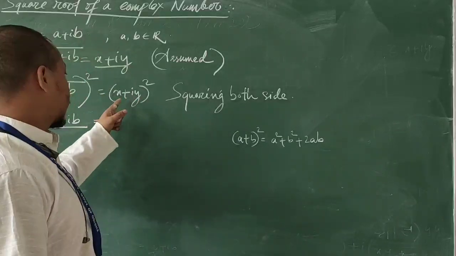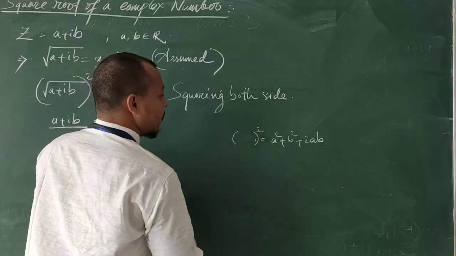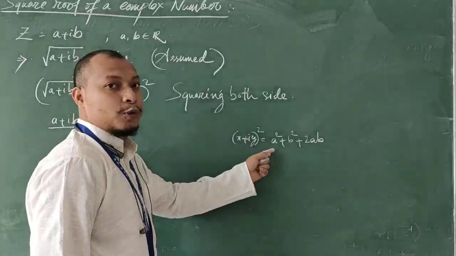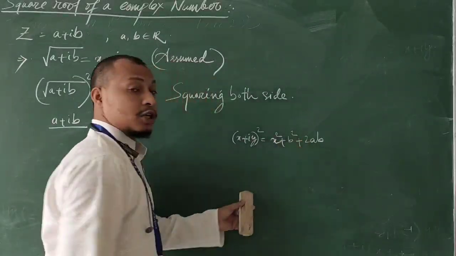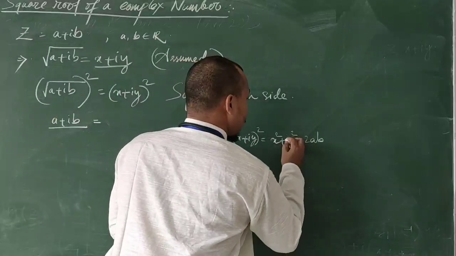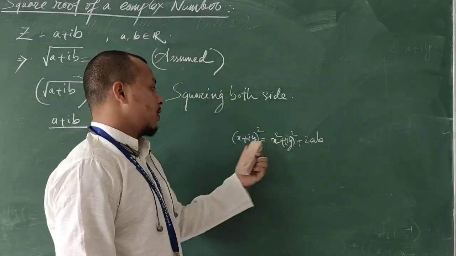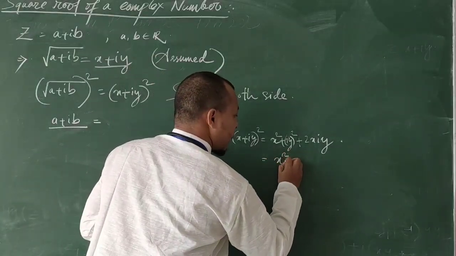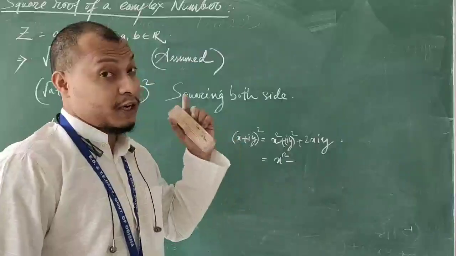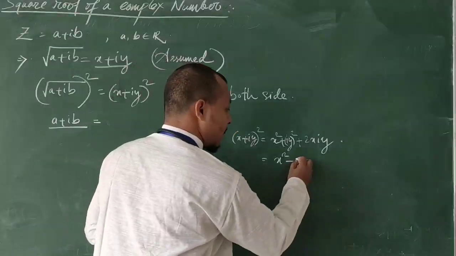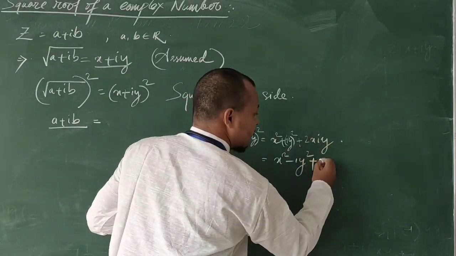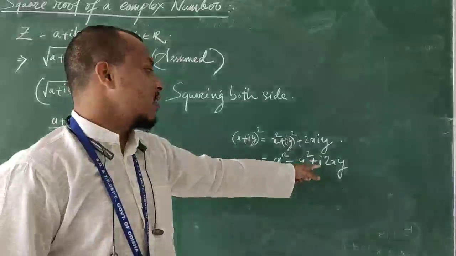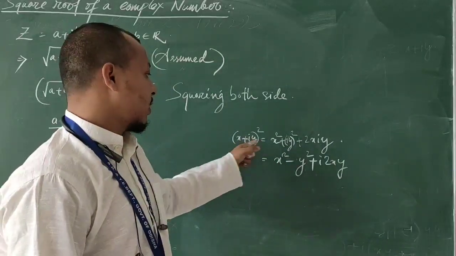But here, instead of b, it is given x plus iy. So instead of a, we are going to put x; instead of b, we are going to put iy; and instead of ab, we put x into iy. So this will be x square. We studied in the first class that i square is minus 1, so minus 1 into y square, plus i into 2xy. So this is the answer: x square minus y square plus i into 2xy. So for (x plus iy) whole square, we have got this one.